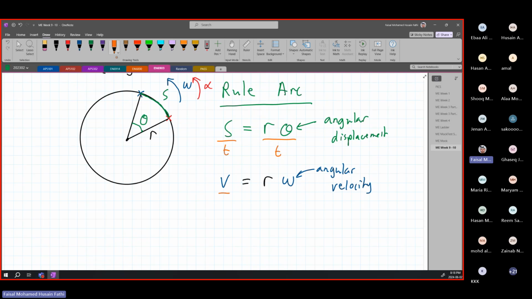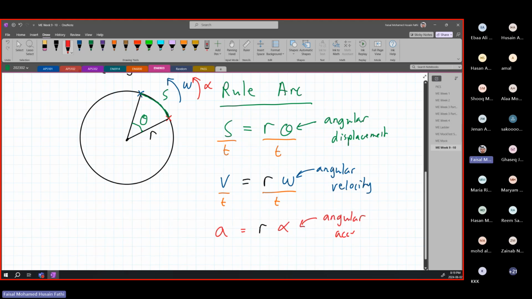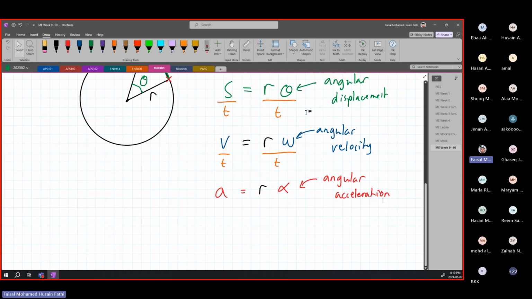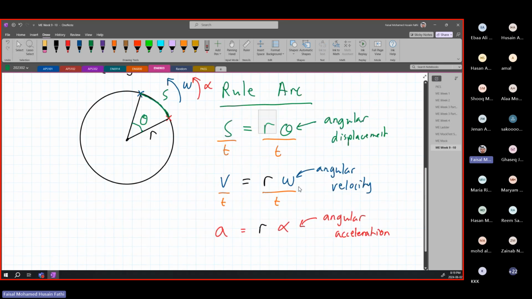So if we divide both sides by t, v over t is simply equal to acceleration. The velocity over time, or I should say average velocity over time, is acceleration. This is going to be equal to r, which does not change. But now omega, or angular velocity over time, is known as alpha, which is your angular acceleration. So this is how you would be able to relate acceleration, velocity and displacement linearly to the angular side.